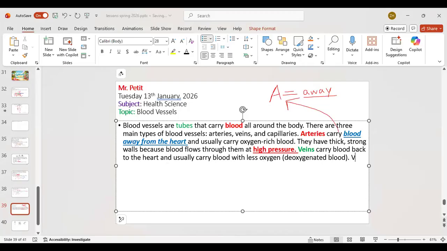Deoxygenated blood. Blood with little to no oxygen, right? That's deoxygenated blood. So veins are like the skinny guy in class that's shaped like a twig.